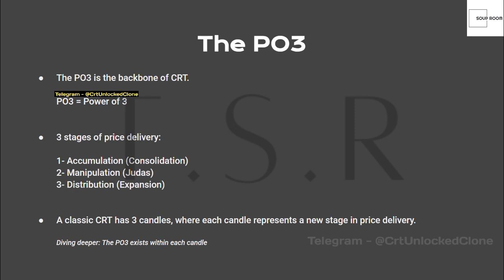There are 3 separate stages of price delivery, the first being accumulation, the second stage being manipulation, and the third stage being distribution. Accumulation can be seen as the consolidation stage. Manipulation can be seen as the Judah swing stage for all you ICT traders. And stage 3 can be seen as the expansion stage.